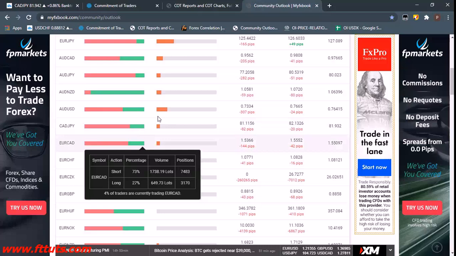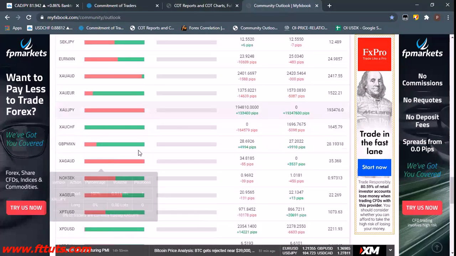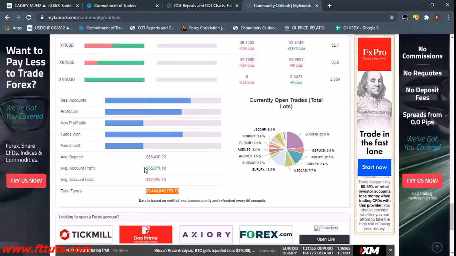So that's why I said sometimes what is happening on the outlook, it is what will happen on the chart. So these ones are not always going to be wrong, because if you check down here, it will show you how much profit they have made. Average account profit, see 65. So they do make profit. Average account loss 32. So you can even see that this is even small.